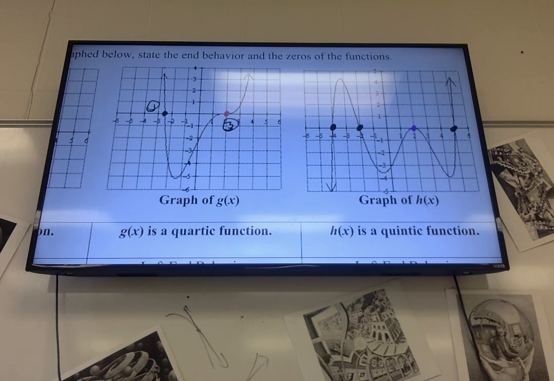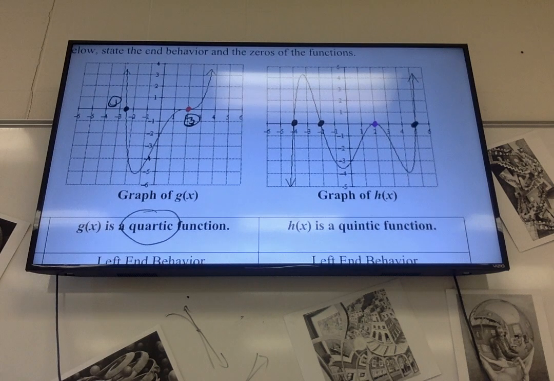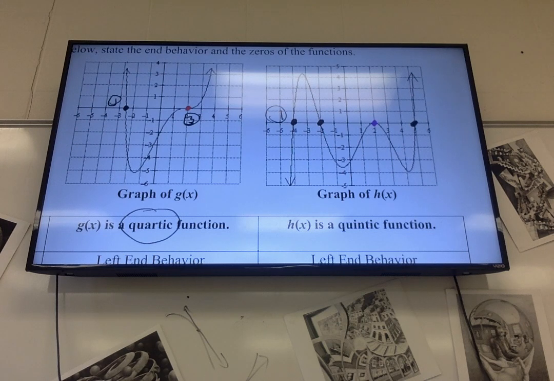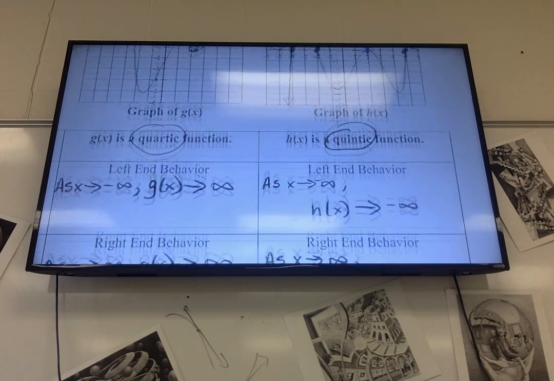So if I put those together, it has a total of how much? 4. And what's the degree of this one? 4. This one is 1. Multiplicity was 1. This one was 1. And this one was 2. And if I add all those up, what do I get? 5. And in quintic, it has the degree of what? 5.